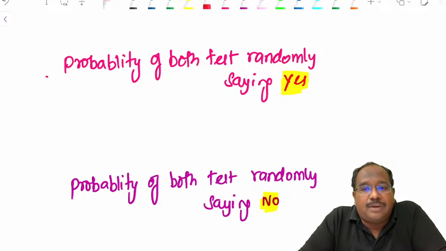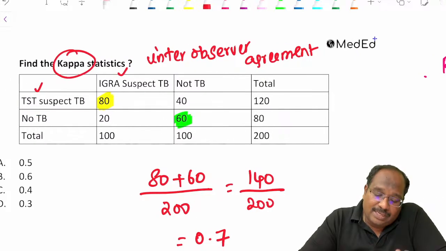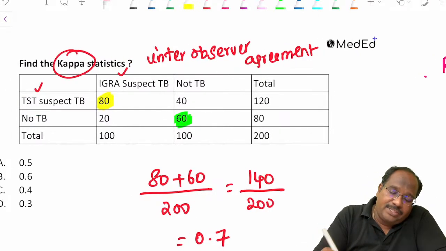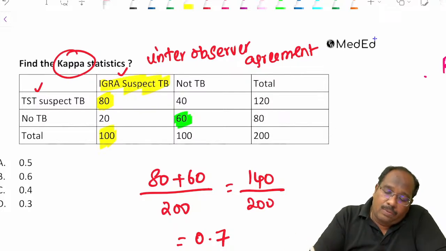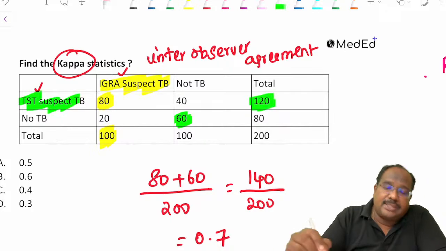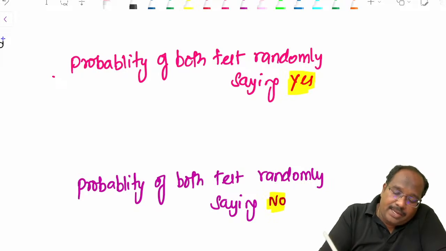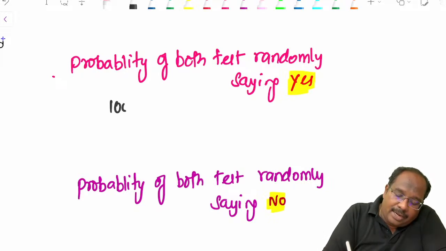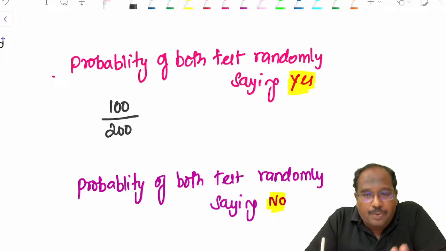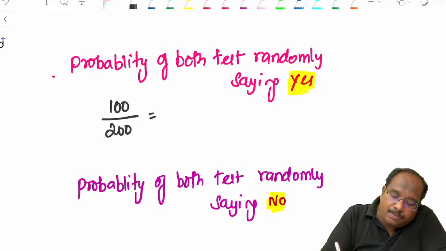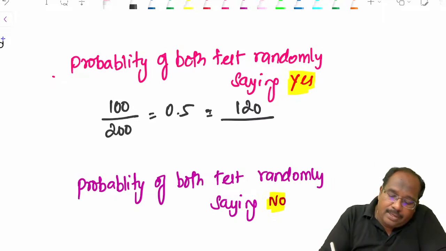So let us find the other aspects. What is the agreement expected by chance? That has to be calculated over a series of steps. First, the probability of both tests randomly saying yes. What is the probability of IGRA to say yes? And what is the probability of TST to say yes? Out of 200 people, IGRA said positive in 100 people, so this is 0.5. What about TST? Out of 200 people, in 120 people it said positive, so this is 0.6.